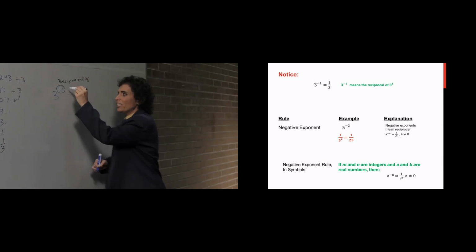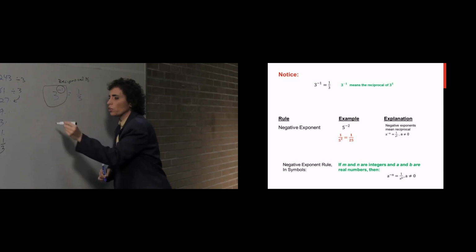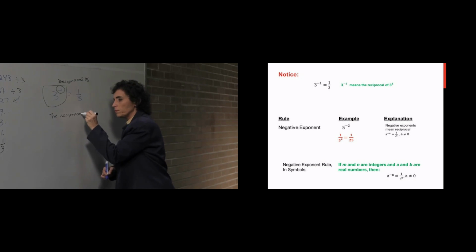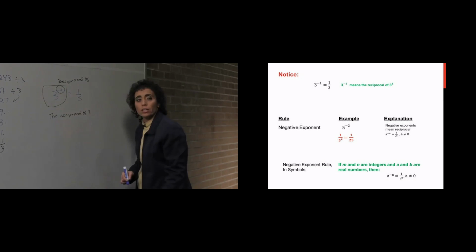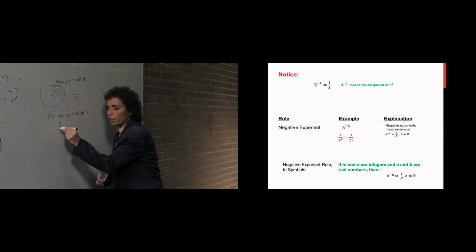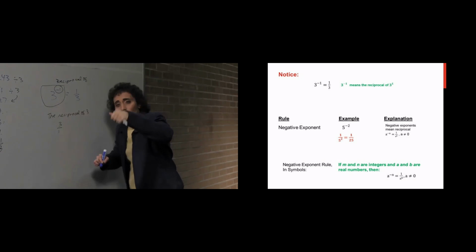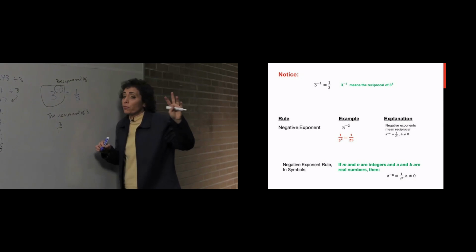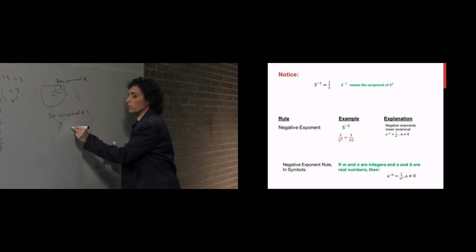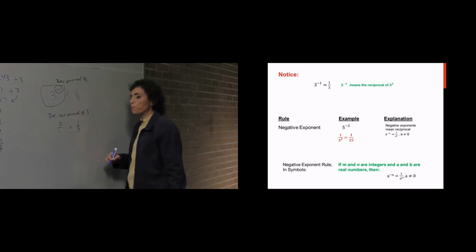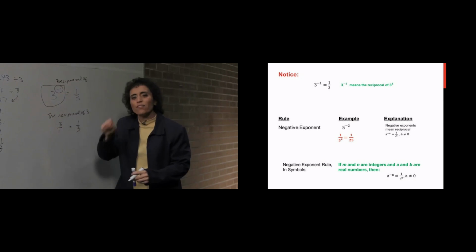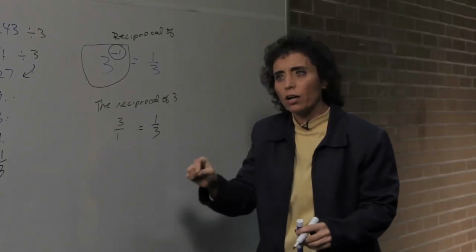So what this says, 3 to the negative 1 power, is the reciprocal of 3. Well, the reciprocal of 3, which is 3 over 1, means that you change the denominator to the numerator and the numerator to the denominator. Or some of you say flip it. So that is the reciprocal of 3. That's what that negative exponent means, reciprocal of.